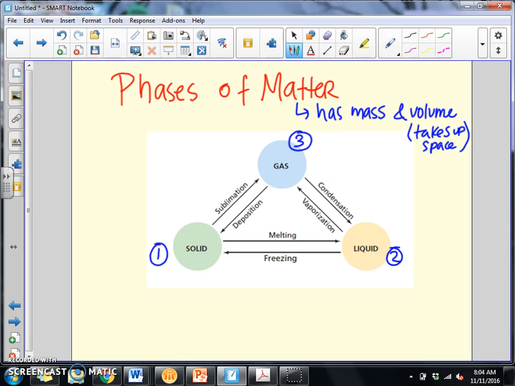Now we know if we are looking at water, for example, H2O, okay? H2O stays the same no matter what phase it's in. Its chemical composition does not change. This is just a physical change. As a solid, H2O is found as ice. As a liquid, it's water. And as a gas, it's vapor.